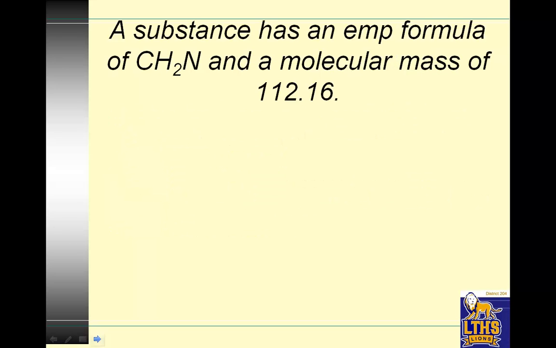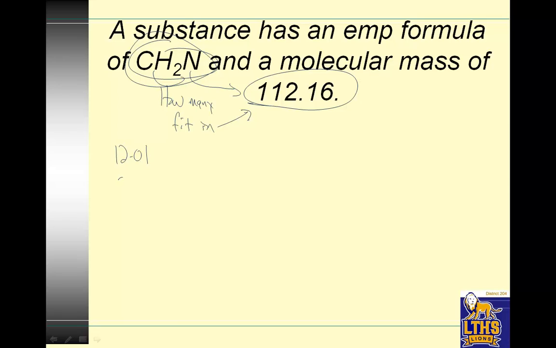So let's take a looky. A substance has an empirical formula of CH2N and a molecular mass of 112.6. So this is how much the whole thing weighs. So I want to know how many fit in here. Okay? So I need to put a number on this guy. So one carbon is 12.01. Two hydrogens are 2.02. And one nitrogen is 14.01. That's 28.04. So how many 28.04s fit here?